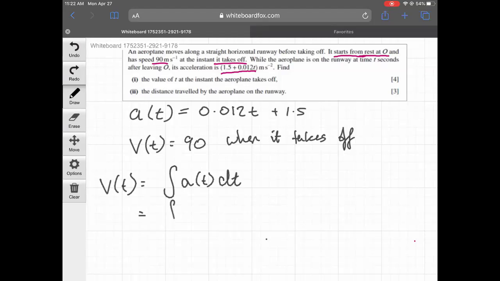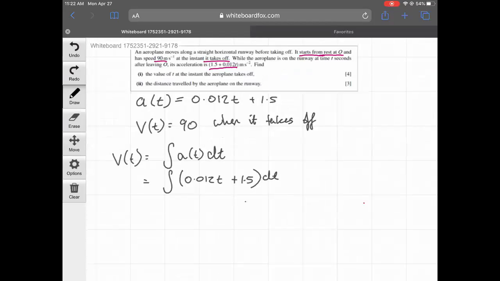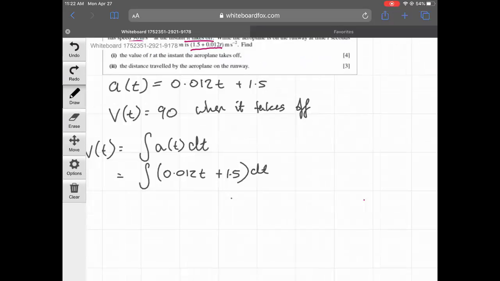So we have our expression a of t is 0.012t + 1.5, and we're going to integrate that with respect to time. This is just polynomial integration, right? In mechanics, you don't have to do any of the really hard integrations that you'd be doing in pure, like trigonometric substitutions or integration by parts. It's just easy, and this is easy integration, so you should all be able to do this by now.